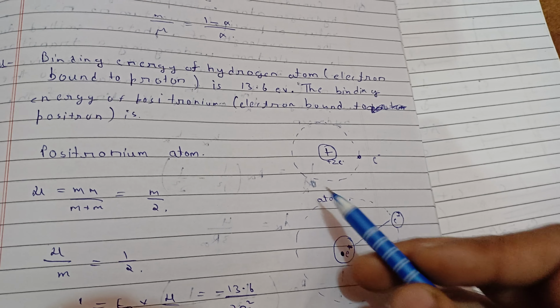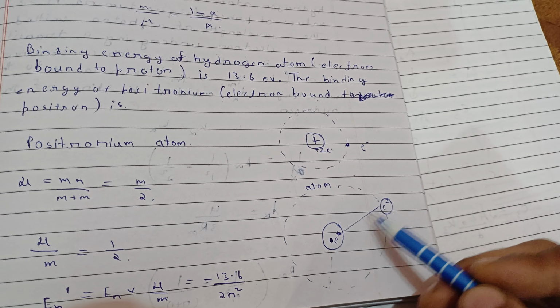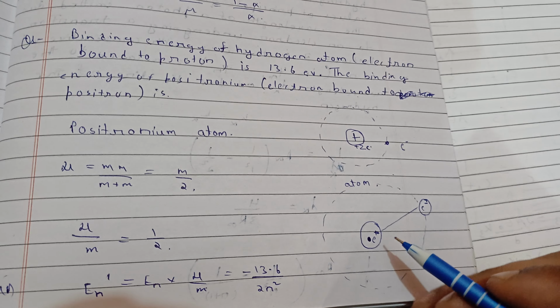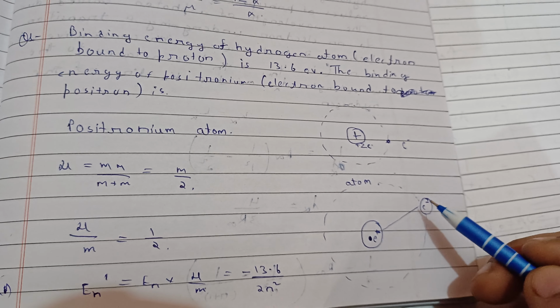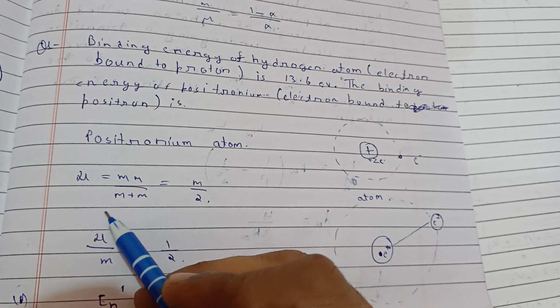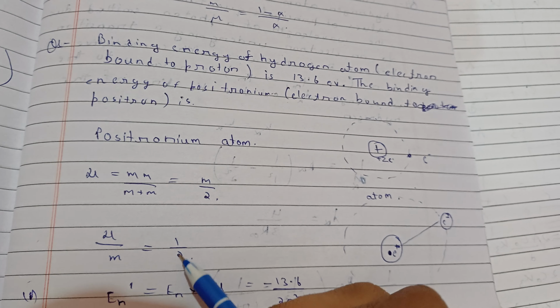And now we need to see, if the binding energy of hydrogen is 13.6, then what is the binding energy of this system? For that, we need the reduced mass, since now we have the same mass for both particles. That's why there is a very big effect on the reduced mass. So simply the reduced mass will be mm divided by m plus m. It will give you m by 2. So if you find the ratio of mu by m, that will be 1 upon 2.